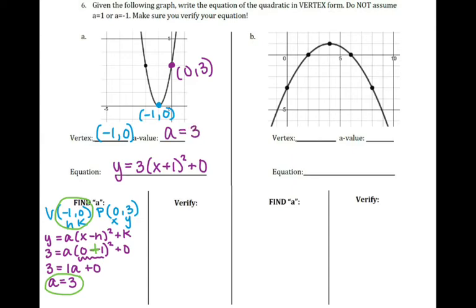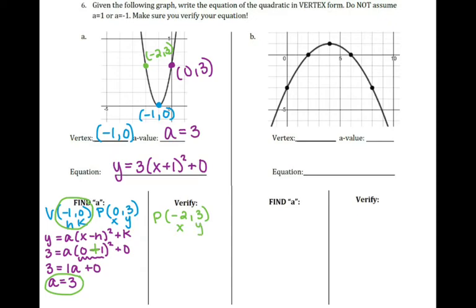Okay, now we need to verify. So I'm pretty confident that my equation is correct, but let's double check just in case I made a mistake somewhere. In order to verify, you need to use a different point that you have not used yet, which is this third point over here at negative 2, 3. So I'm going to go ahead and write down my point, negative 2, 3. And my point is always an x-coordinate and a y-coordinate.